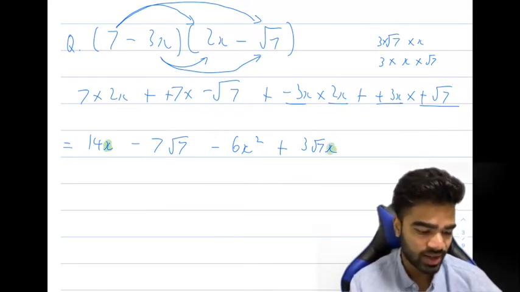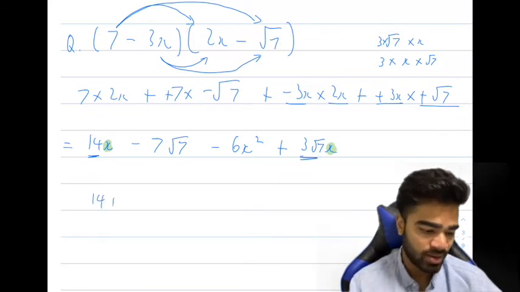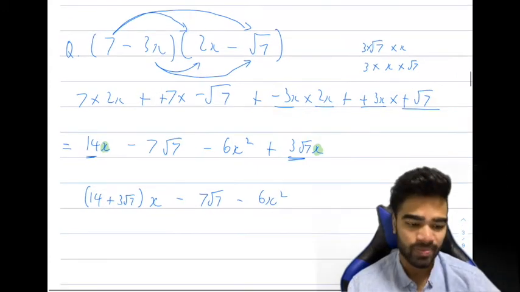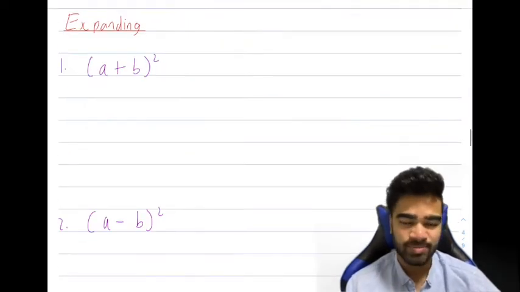So again, how do you collect like terms? You take the first number, which is 14, and you add it to the second number, which is plus 3 root 7, in brackets, because we can't actually combine it. So that's (14 + 3 root 7) x minus 7 root 7 minus 6x squared. And that's the final answer. All right, this is getting a little messy, but you can see maths is messy. Okay, let's move on to the next sort of expansion we're going to do.